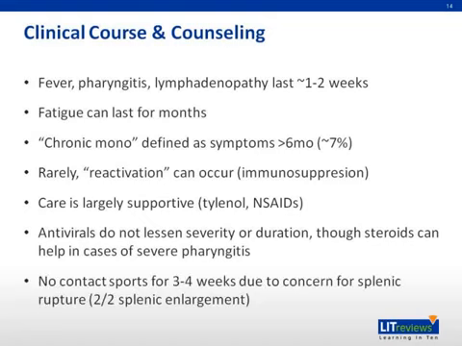And finally, the patient should know that she should not engage in any contact sports for the first 3 to 4 weeks out of concern for splenic rupture. The splenomegaly that often occurs with mono makes you susceptible to rupture of the spleen and significant hemorrhaging. And as a result, before a patient returns to contact sports, they should be reevaluated by a physician who should ensure that they no longer have any splenomegaly.